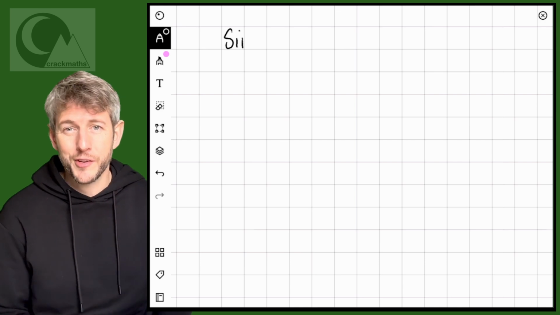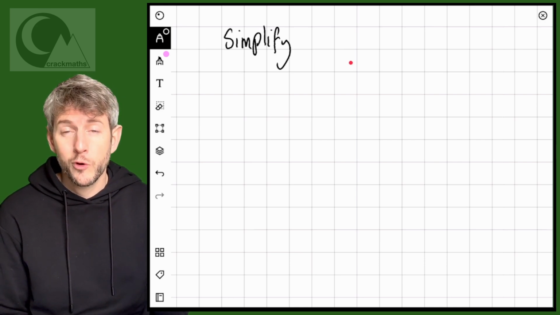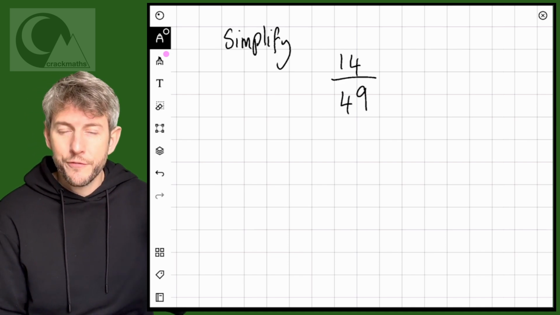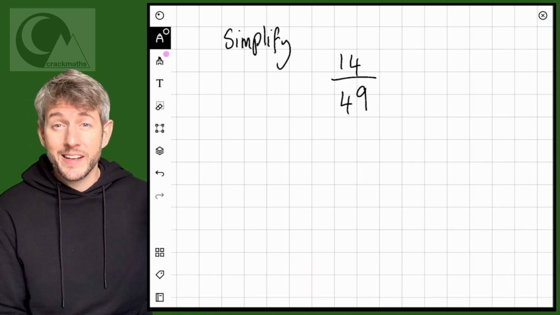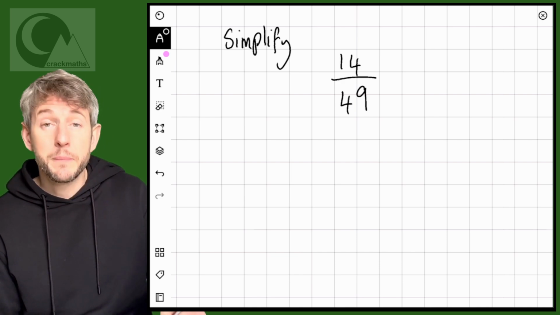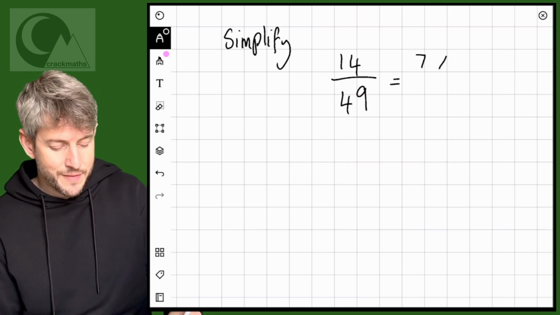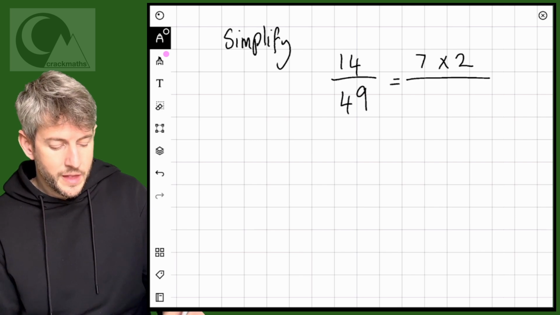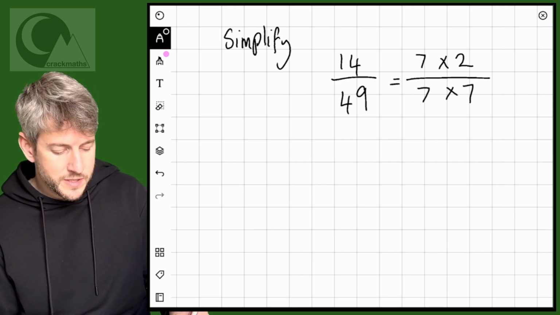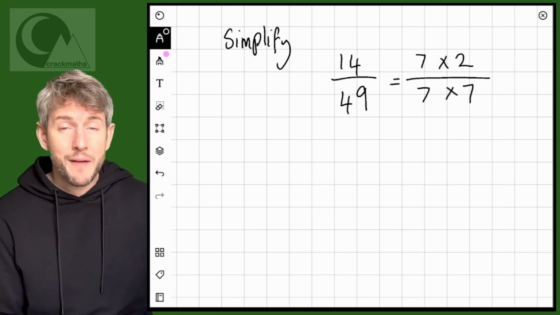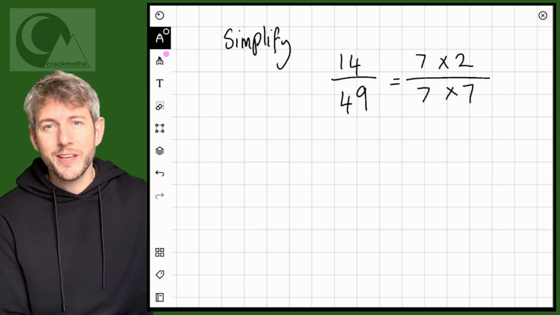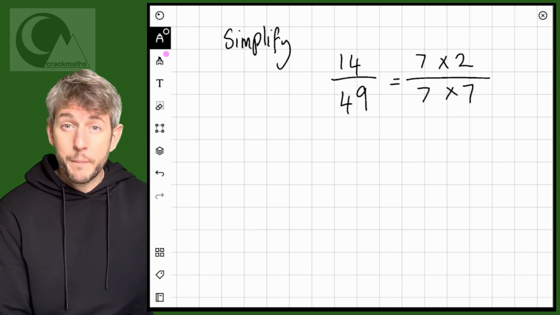So let's say we've got a fraction here which is simplify 14 over 49. What I need to do is think about these numbers in terms of the numbers that multiply together to make them. So I can think about 14 being 7 times 2, and I can think about 49 as being 7 times 7. Now, if you have a fraction written like this, we can cancel anything that appears on the top with anything that appears on the bottom.